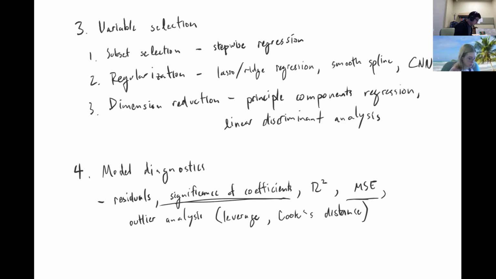Great. So, five. Bias, variance, trade-off.